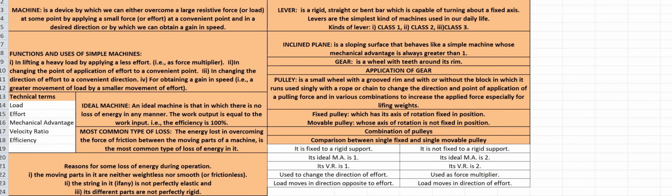In a single fixed pulley, the weight of the pulley itself does not affect its mechanical advantage, whereas in a single movable pulley, the weight of the pulley itself reduces its mechanical advantage. A single fixed pulley is used to change the direction of effort from upward to downward, whereas a single movable pulley is used as a force multiplier. So we can use a combination of pulleys also, like using one fixed pulley and other movable pulleys, using several fixed pulleys in 2 blocks.